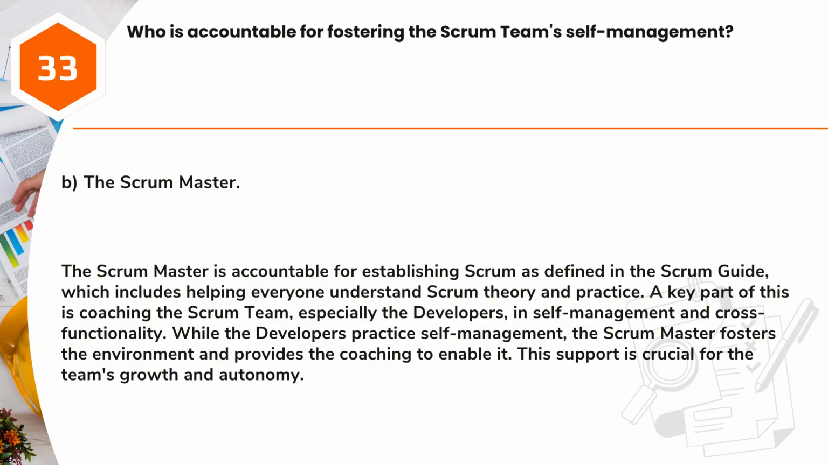Answer, B. The Scrum Master. The Scrum Master is accountable for establishing Scrum as defined in the Scrum Guide, which includes helping everyone understand Scrum theory and practice. A key part of this is coaching the Scrum team, especially the developers, in self-management and cross-functionality. While the developers practice self-management, the Scrum Master fosters the environment and provides the coaching to enable it. This support is crucial for the team's growth and autonomy.